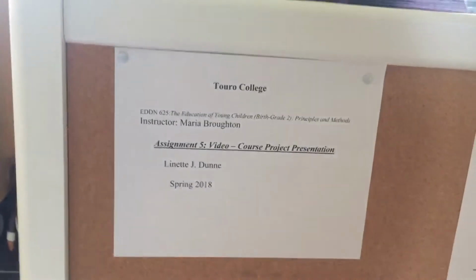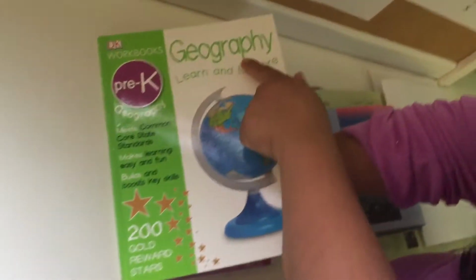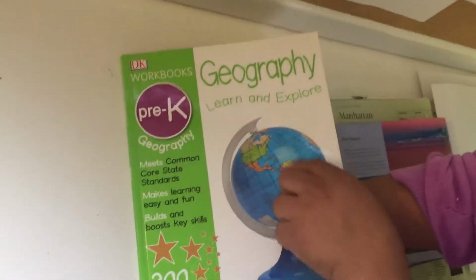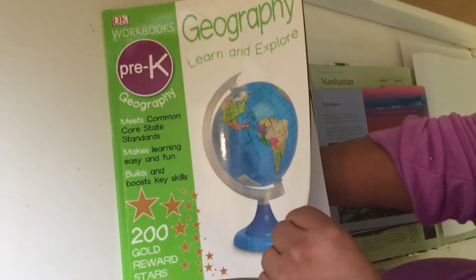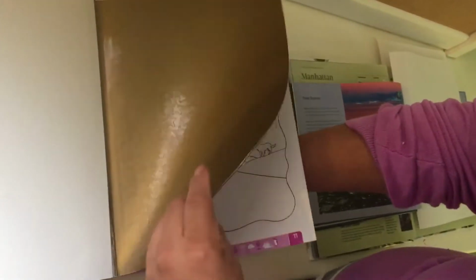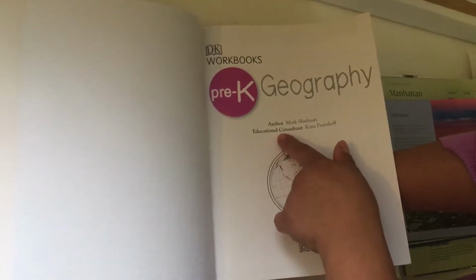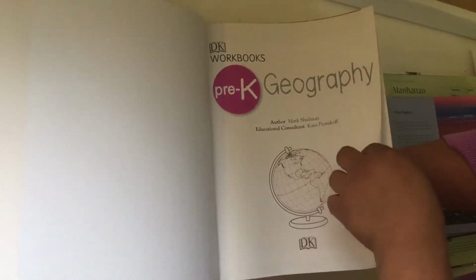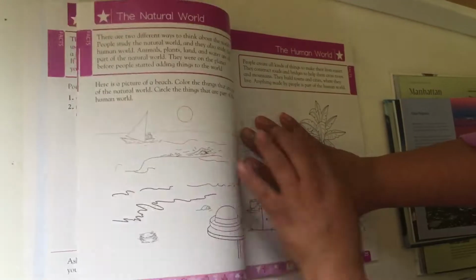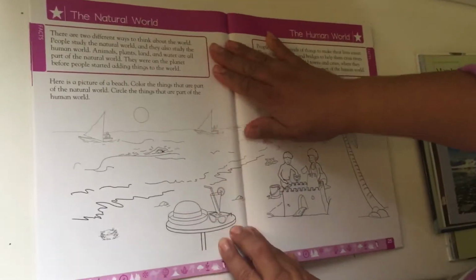The first worksheet that I used is from the book Geography, Learn and Explore for Pre-K, and the author is Mark Schulman, educational consultant, Kara Pranikoff. This is what the material and the worksheets look like.